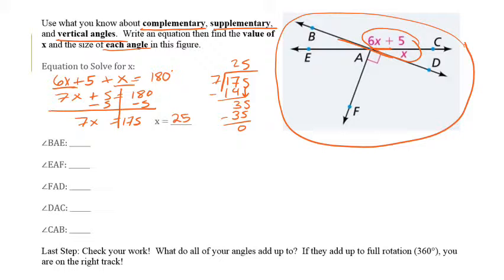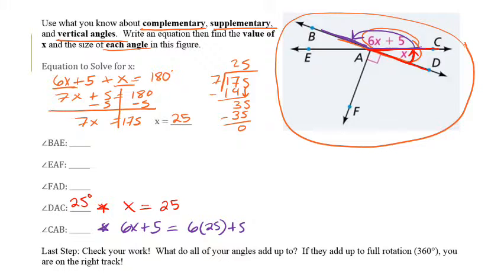So now I can go through and think about the angles. So for example, I notice here the angle DAC is this rotation right here. This is equal to x. So I'm going to look for DAC right here, and that's equal to x. So that tells me that that measure is 25 degrees. Another angle I can think about is CAB, which is right here. So CAB is this rotation. It's pretty big. And I see CAB is 6x plus 5. So I'm going to have to do 6 times 25 plus 5. And 6 times 25 would give me 150, plus 5 more would give me 155. So this angle here is 155 degrees.